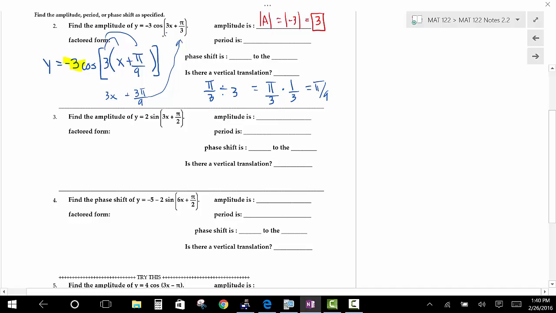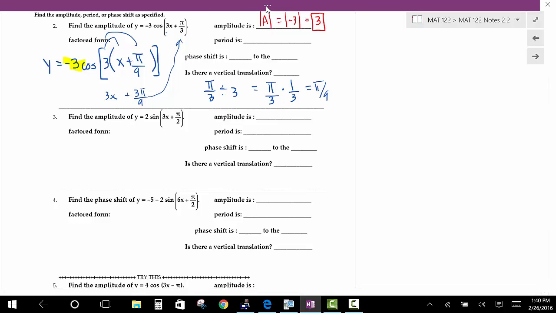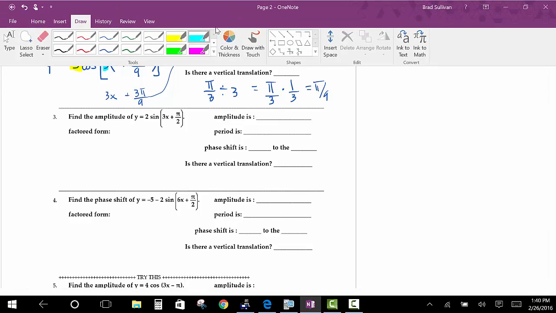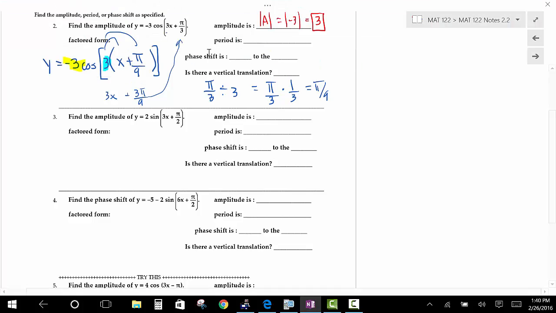Okay, the period basically comes from this number. It all is defined by that coefficient of x. We call that the number b. So what we would have on this then is for the period, we use the formula 2 pi over the absolute value of b. So this is going to be 2 pi over 3 would be the period.